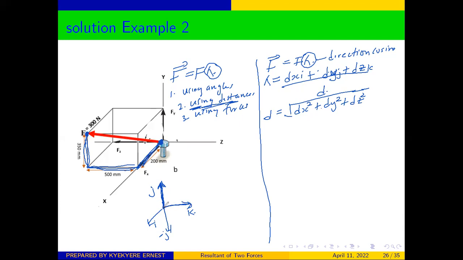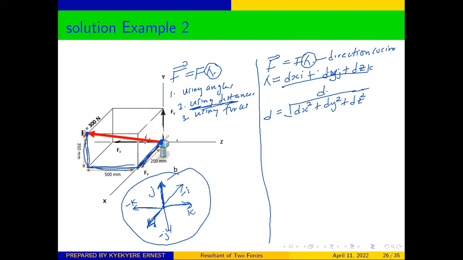And when we are moving in the opposite direction, then our distance is going to be negative. On the x-axis, anytime we are moving this direction, our distance is going to be positive. But if we are moving in the opposite direction, from our I, then it's going to be negative I. Take note of this because we are going to apply this in determining our distances.